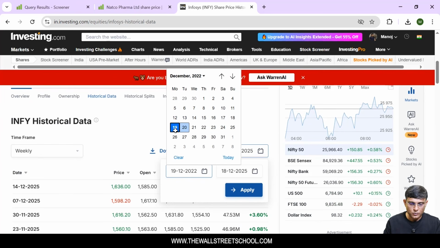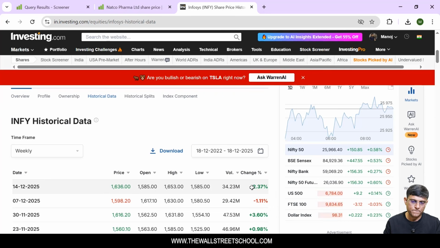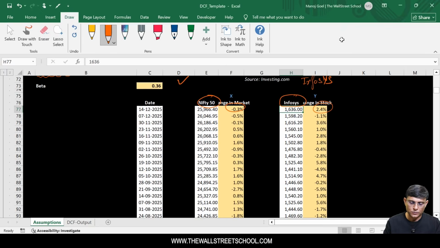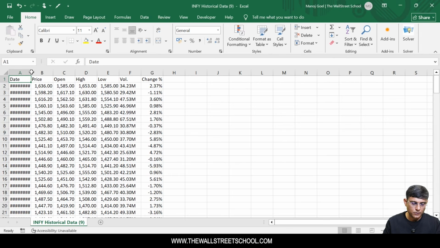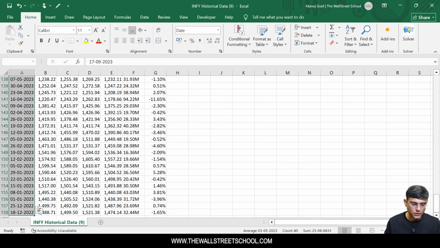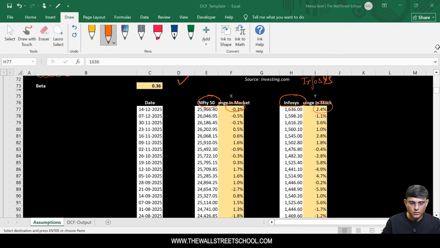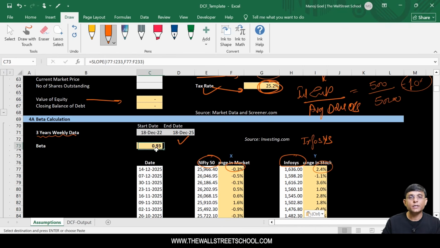So again, I'll go to apply and now download. Hopefully I get 3 years of data now. Yeah, I got 3 years of data. Yeah, this is fine now. So just copy and paste. Yeah, so beta is 0.93. It's not 0.39, it's 0.93. Okay, almost 1, right? Close to 1, close to market risk.